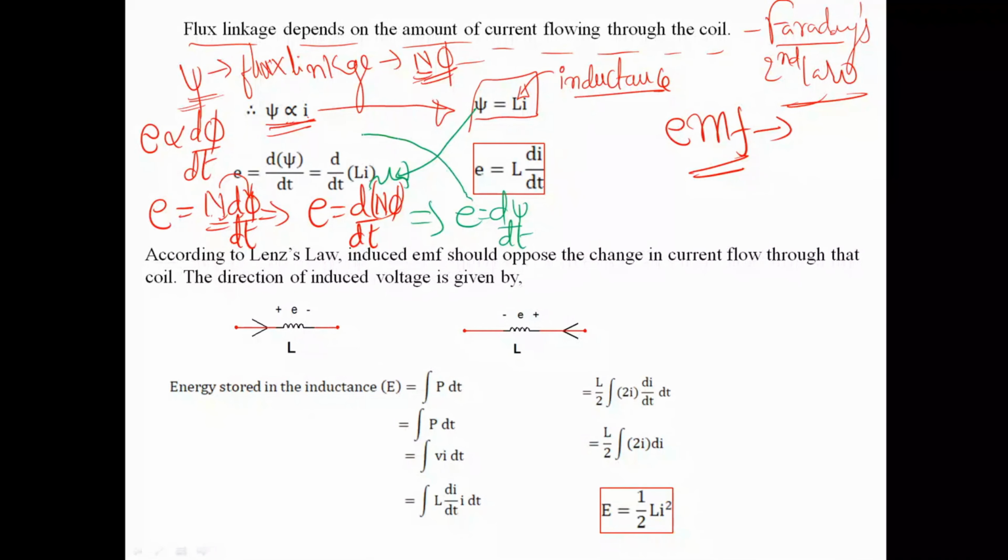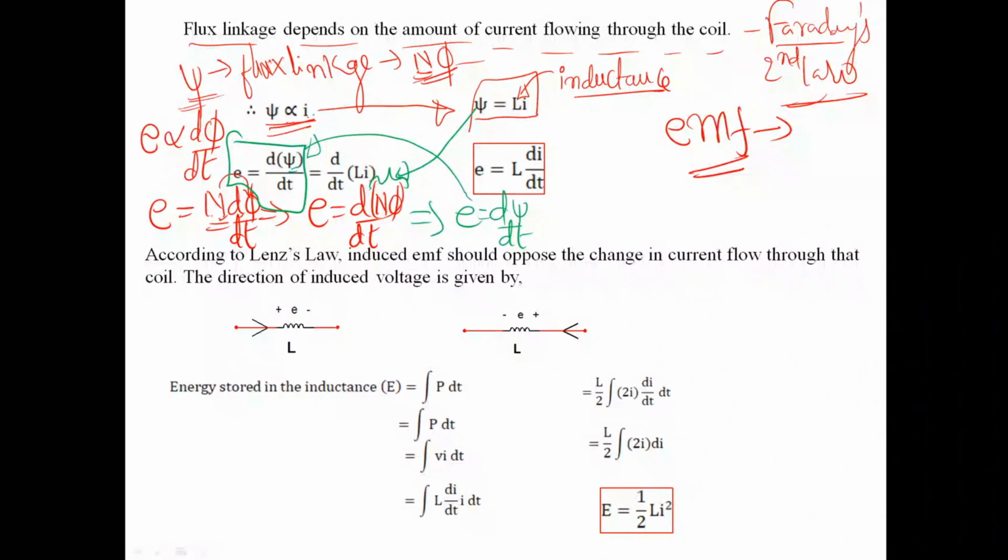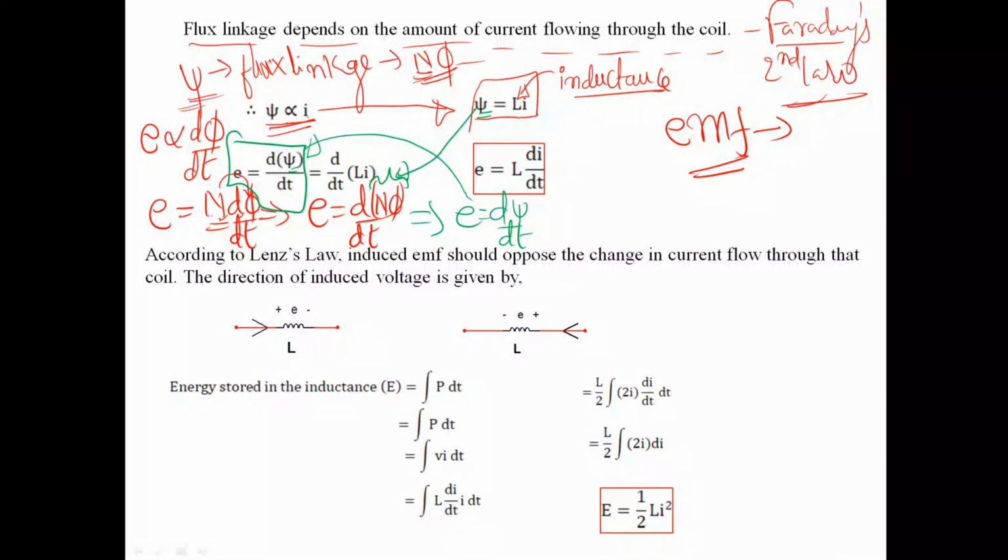Looking at the other equation we have written here, the induced EMF in a coil is given by E is equal to d psi by dt, and psi we have already derived as L into I. The flux linkages is proportional to current I. Therefore, psi is equal to L into I, and we can replace psi with L into I. L is a constant, so you can bring it outside the derivative. Then what we get is E is equal to L di by dt.